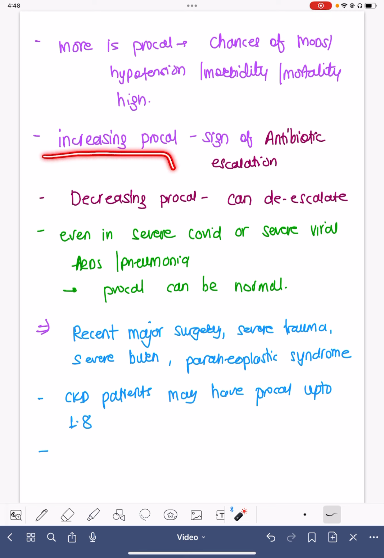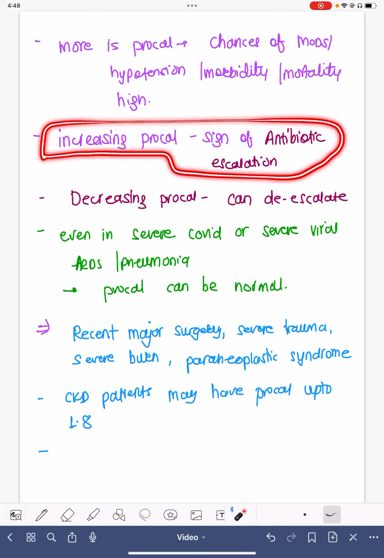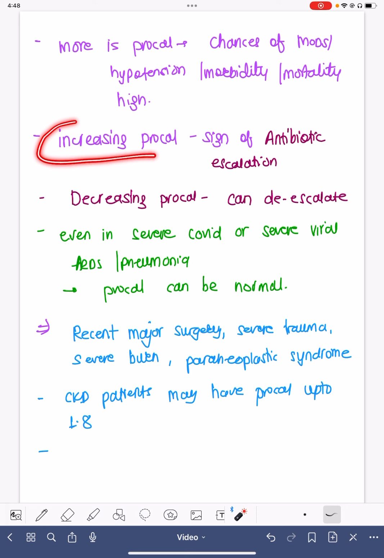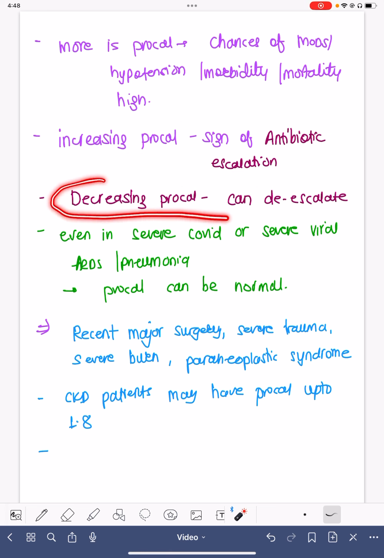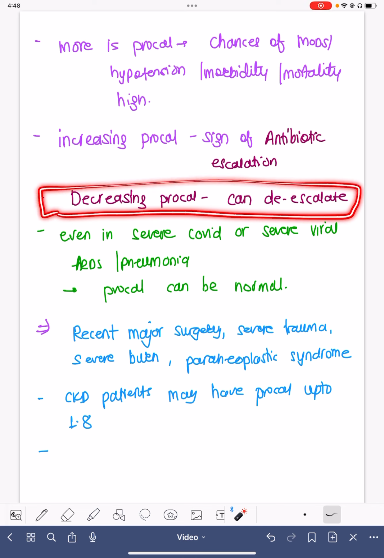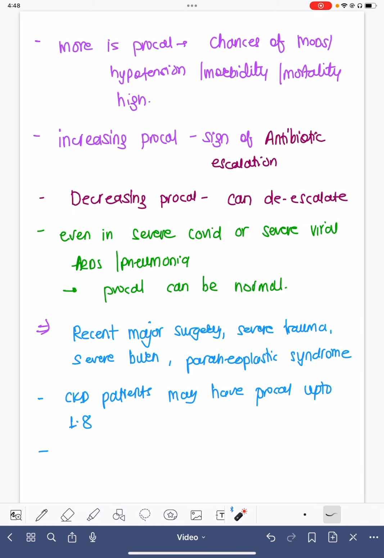If the procalcitonin value increases from 2 to 4, it is a sign that whatever antibiotic we are giving is not helping and the patient needs escalation of the antibiotic. In the same way, if the procalcitonin is decreasing, then as per the culture reports or the duration of treatment, we can de-escalate the antibiotics from very high antibiotics to lower antibiotics or to narrower antibiotics.